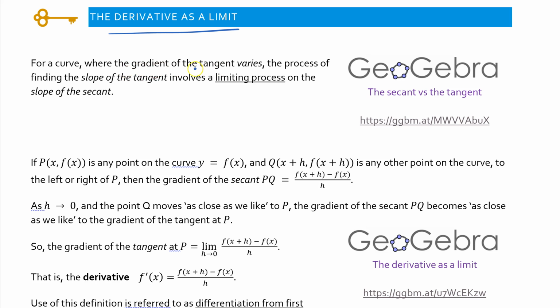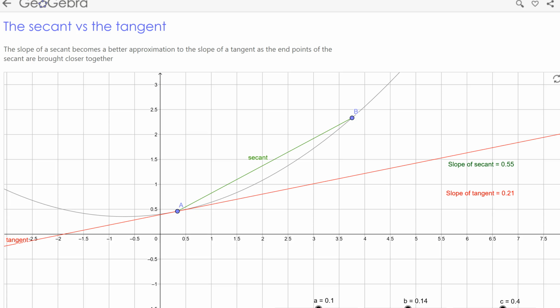where the gradient of the tangent varies, so we're not talking a straight line anymore, the process of finding the slope of the tangent involves a limiting process on the slope of the secant. Now we just had a very quick look at that on a previous GeoGebra, but just to refresh your memory, here we have the tangent passing through point A. We can see the slope of that tangent is 0.21. We've got a secant, so a short section of straight line joining 2 points on the curve. The slope of that secant is currently 0.55. You can see that it has a greater slope than the tangent.